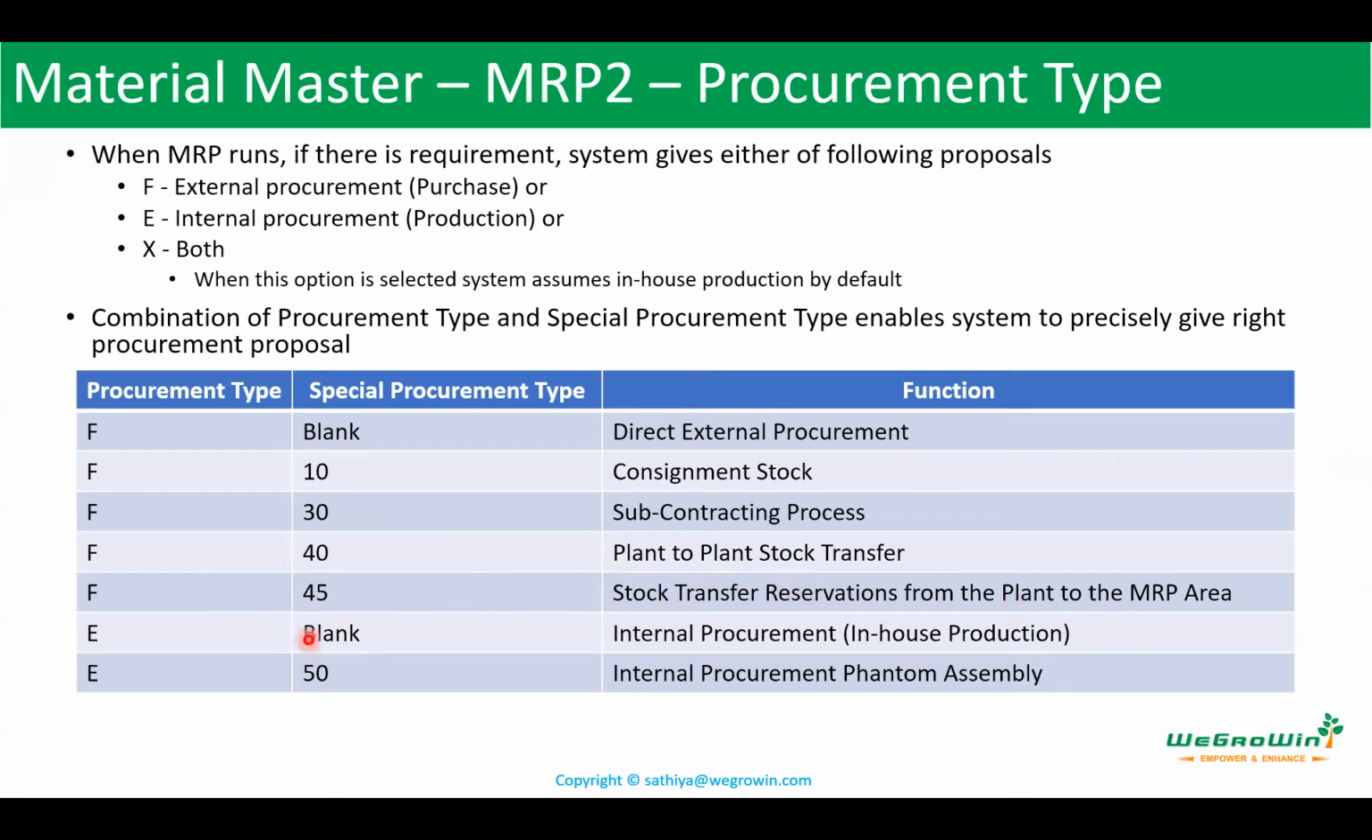E is in-house production, and if I put E and 50, it will treat it as a phantom assembly. So for this course, we'll be discussing F and blank, F and 30, F and 40, E and blank, and E and 50. Others, you will be exploring yourself, okay?